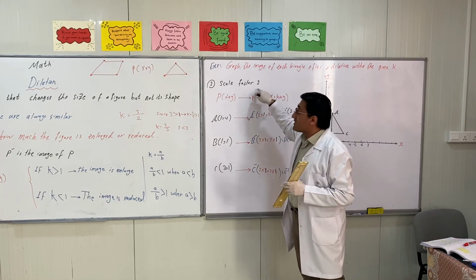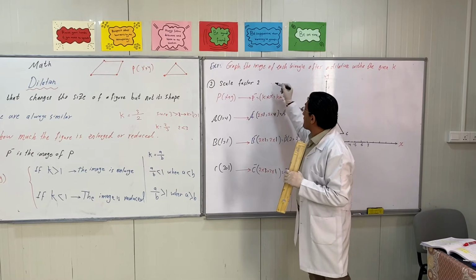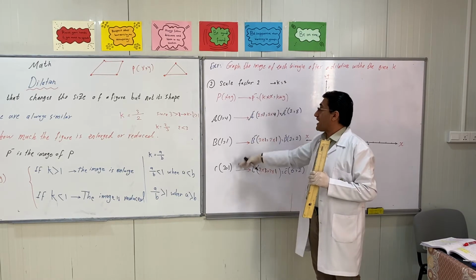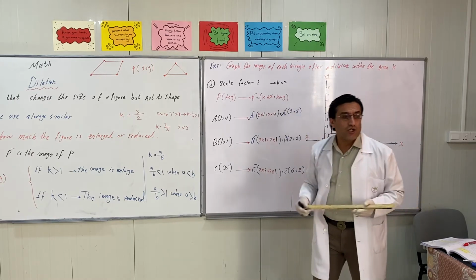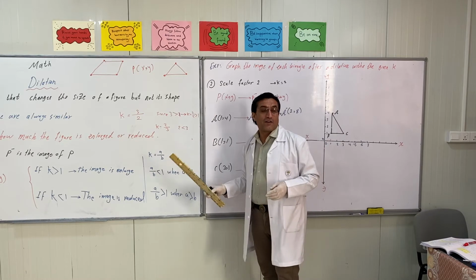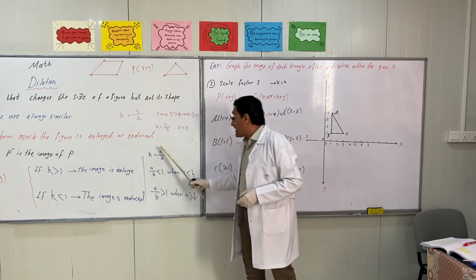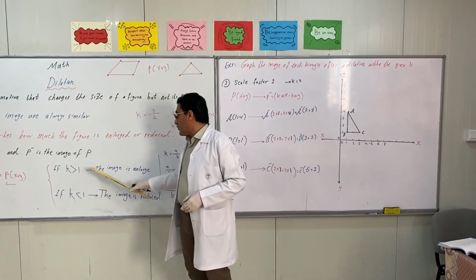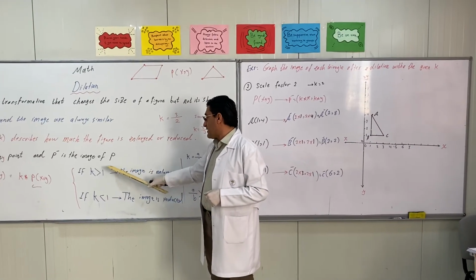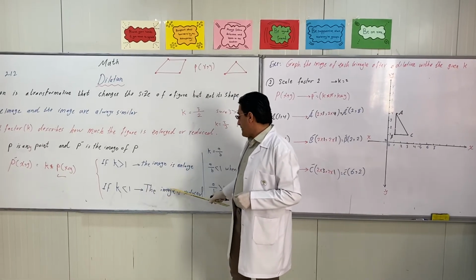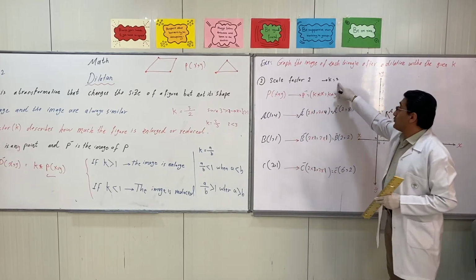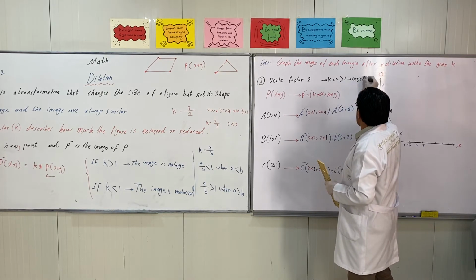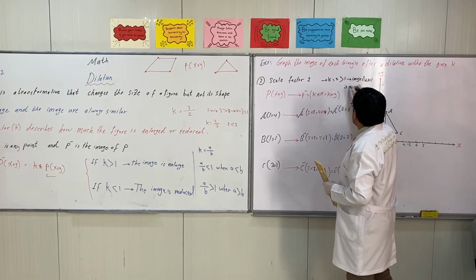Now, the scale factor is 2. 2 is given. 2 is K. K equal to 2. After finding the image of triangle ABC, is it enlarged or reduced? K is image over pre-image, and K is 2. If K is greater than 1, the image is enlarged. But if K is less than 1, the image is reduced. So K is 2, which is greater than 1, then the image triangle A'B'C' is enlarged.